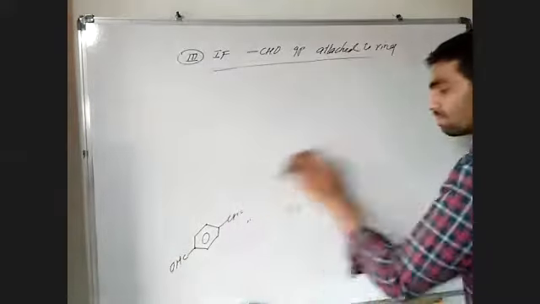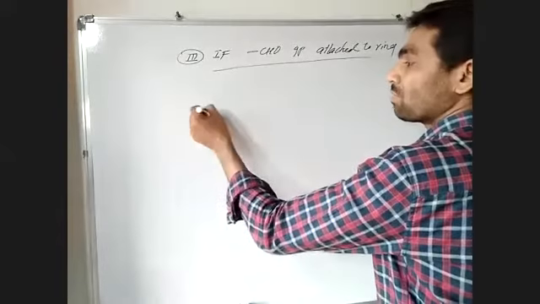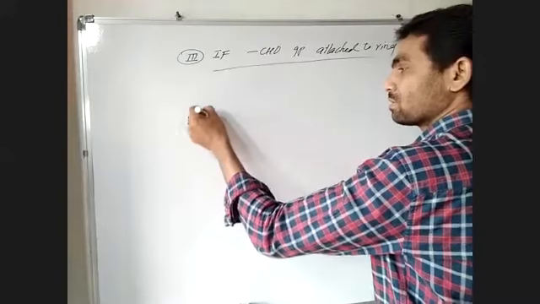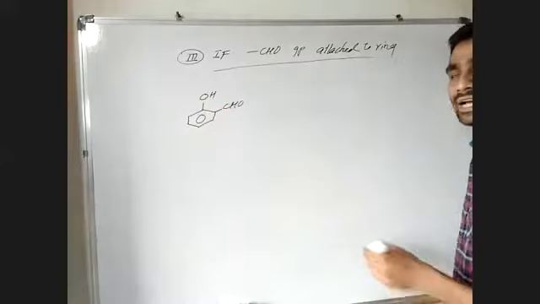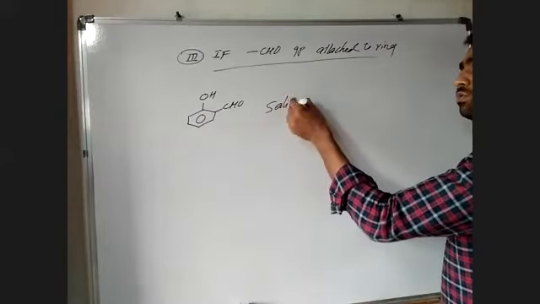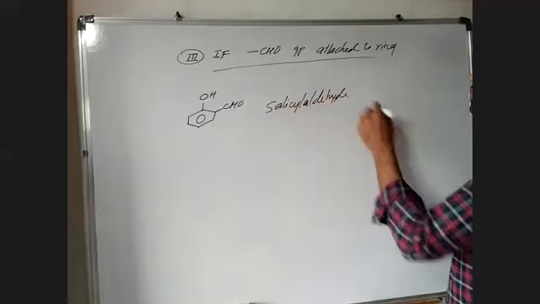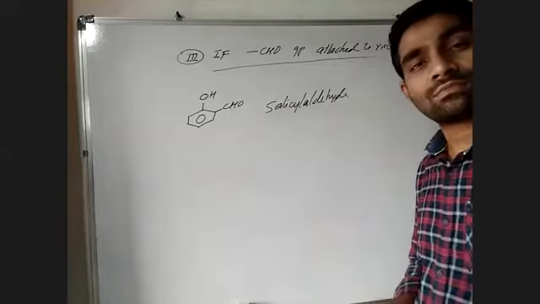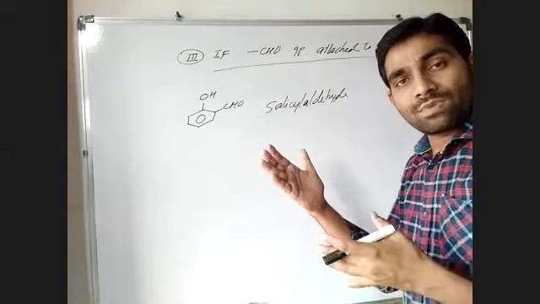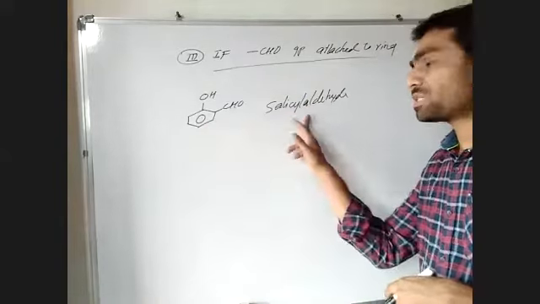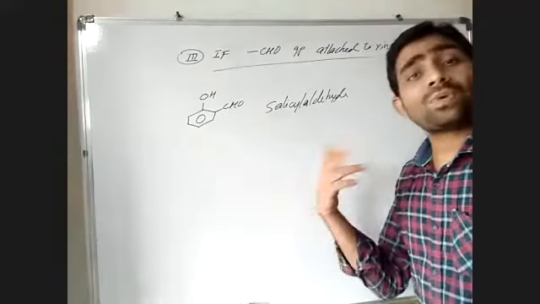Let us go for some common names and their IUPAC names. So now, see, this salicylaldehyde. We know this well in the reactions of phenol, the Reimer-Tiemann reaction product. This is the product formed during the Reimer-Tiemann reaction of phenol. Salicylaldehyde. What will be the IUPAC name?